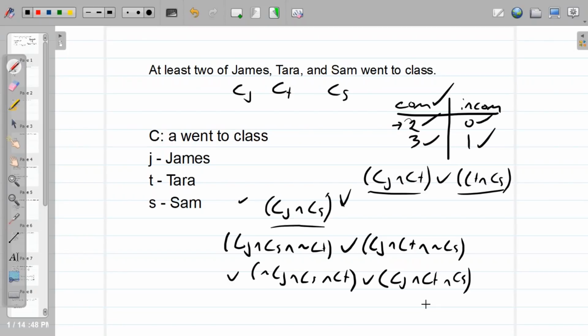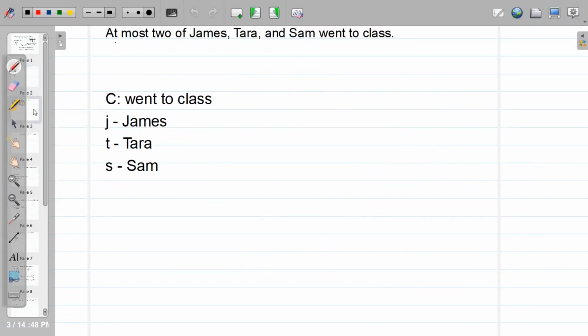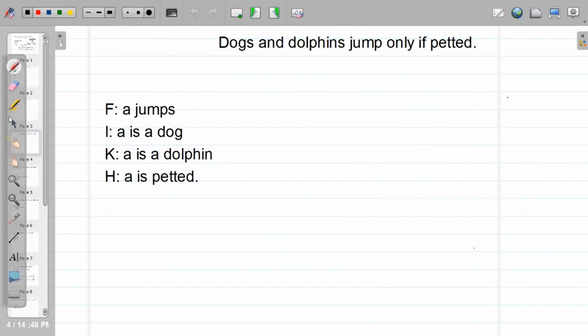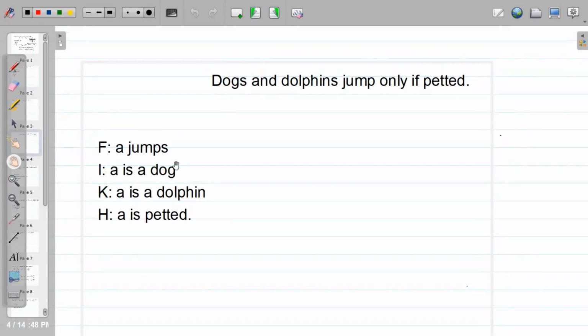Okay. Let's do another. Let's not do another one of these. Oh, no. Okay. That's enough of that. Okay. Dogs and dolphins jump only if petted. All right. So, questions to ask yourself right off the bat. So there's no names here. Your clue that you're dealing with a non-quantified sentence is if there's a bunch of names in there. That's potentially not a general sentence. But this one doesn't have any names. It's just predicates. So we know that there's at least a quantifier.